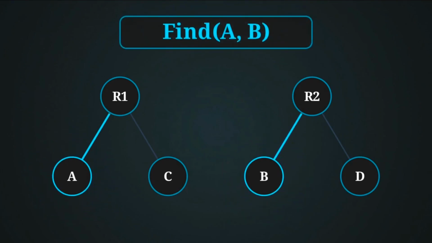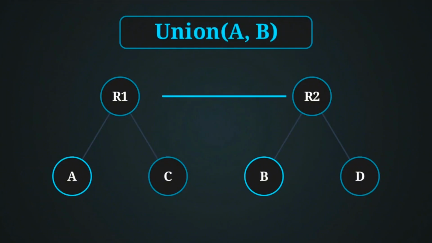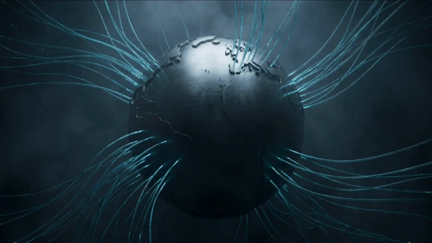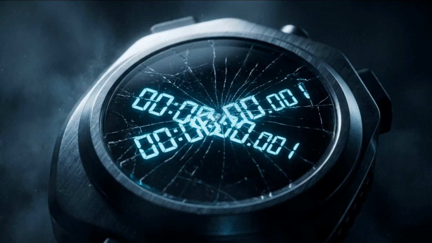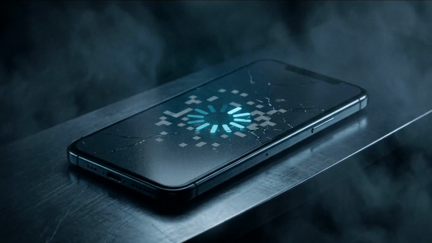First is find, asking if user A and user B are already in the same payment group. Second is union, which merges their separate groups together. At a global scale, these two commands rarely happen in isolation. Your servers are bombarded with billions of find and union requests every single second. If your algorithm takes even a fraction of a millisecond too long to process a single request, that tiny delay multiplies across the entire network. The application will freeze entirely under the weight of its own traffic.